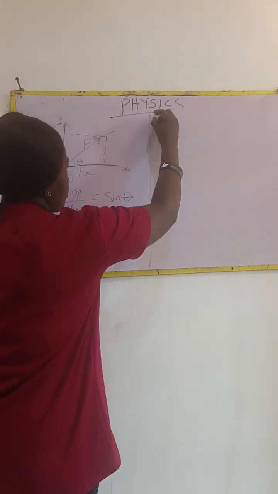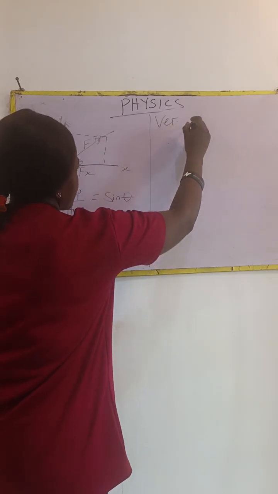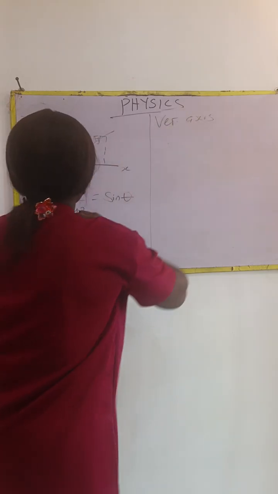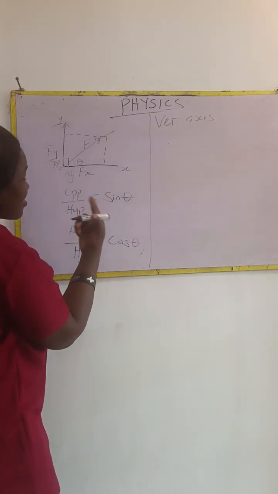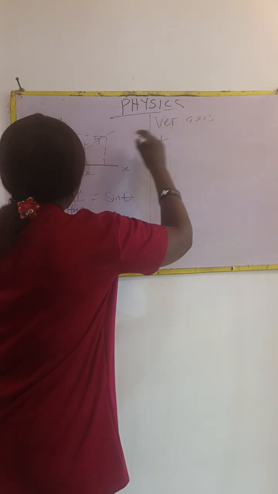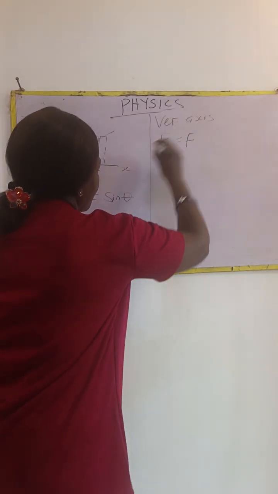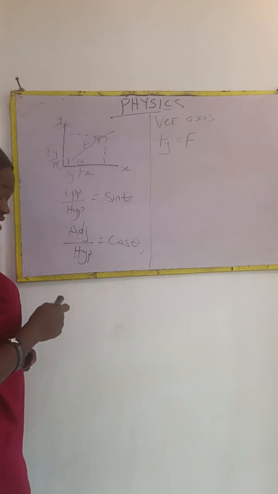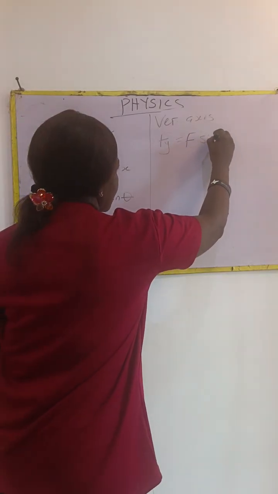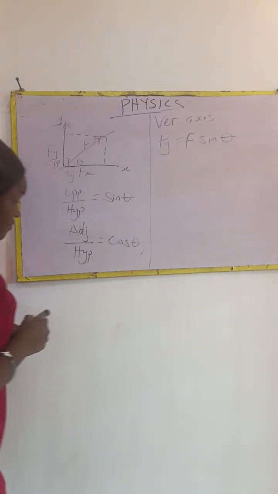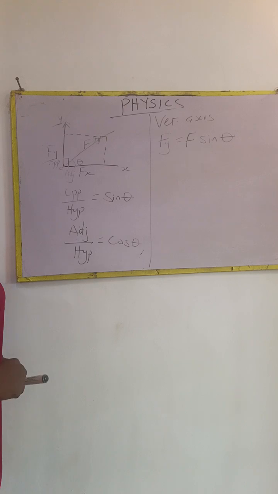Now having this, we all know that from here to here is the vertical axis. We now have from here to here, that is sine. So we now say F of Y will give me F sine theta, because I'm dealing with forces here. Right? Good. I'm trying to resolve this angle now.